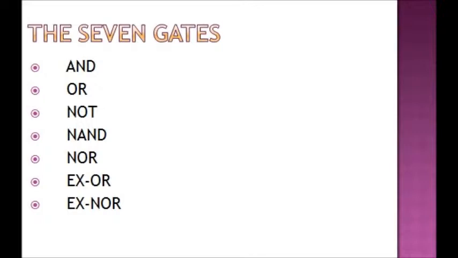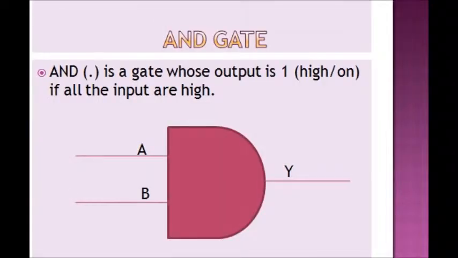Let's pick on the AND gate to see what the AND gate is. So, AND gate is a gate that allows you to have your output as high, that is as 1, if your inputs are all 1. That is, it's a gate that allows you to have your output to be high if all the inputs are high, where we have A and B as the input and Y as the output.